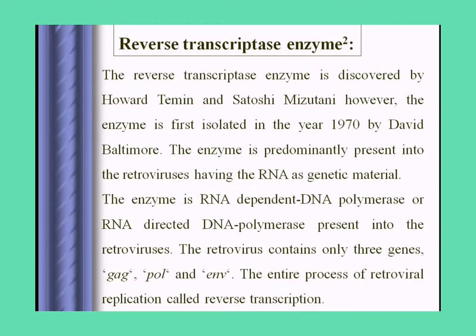What is reverse transcriptase enzyme? The reverse transcriptase enzyme was discovered by Howard Temin and his friend. However, the enzyme was first isolated in the year 1970 by David Baltimore. The enzyme is predominantly present in retroviruses having RNA as genetic material. The enzyme is an RNA-dependent DNA polymerase or RNA-directed DNA polymerase. The retrovirus contains only three genes, GAG, POL, and ENV, and the entire process of retroviral replication is called reverse transcription.